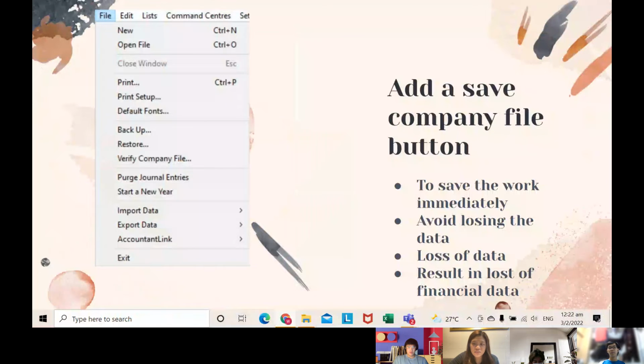The second improvement is to add a save button to the company file in order to save the work immediately and also avoid us losing our data. Since there is no save button in the ABSS software, it may result in us losing our data, and also information is not properly backed up, which could result in loss of financial data. By having an auto-saving function, we are able to save more time and at the same time continue with our own work. This will bring convenience when working with the software.